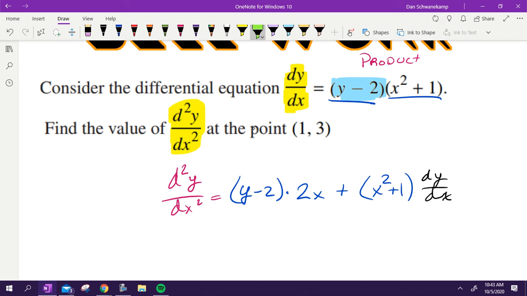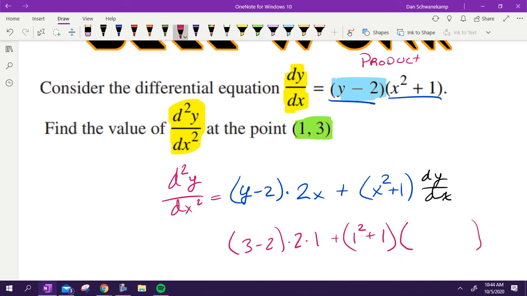All I have left to do is find it at the point (1, 3). So everywhere I have a y, I'm plugging in 3. Everywhere I have an x, I'm plugging in 1. So for y, 3 minus 2. Here, I'm going to write it out: (3 minus 2) times (1 squared plus 1) inside of parentheses. And then I've got dy/dx.